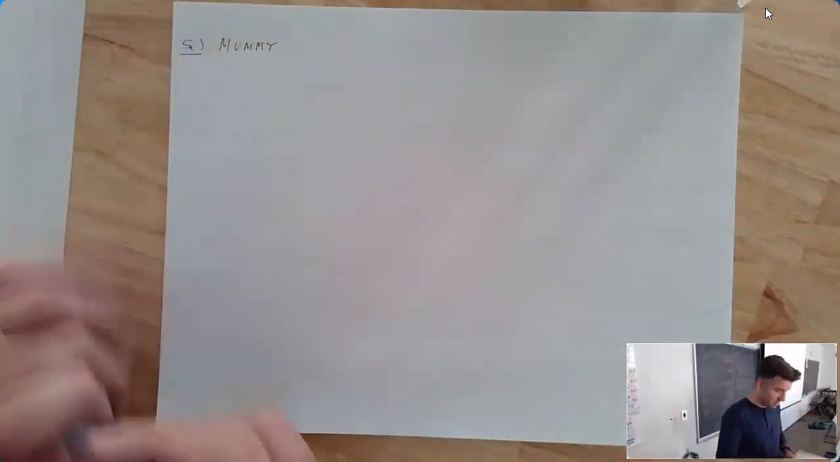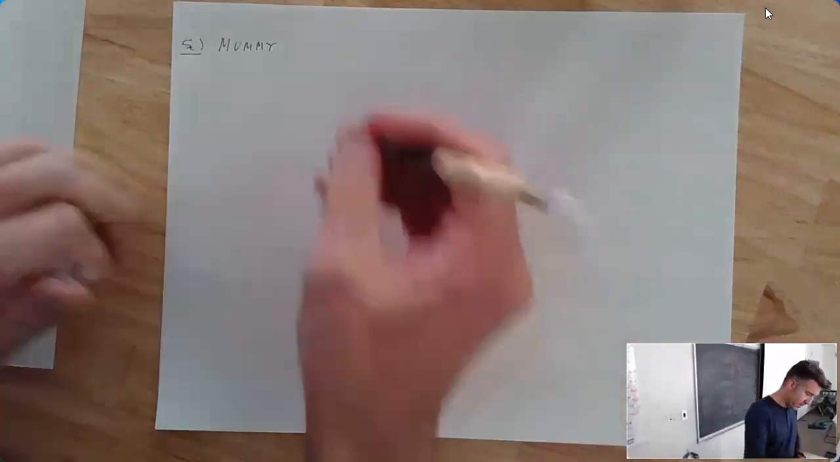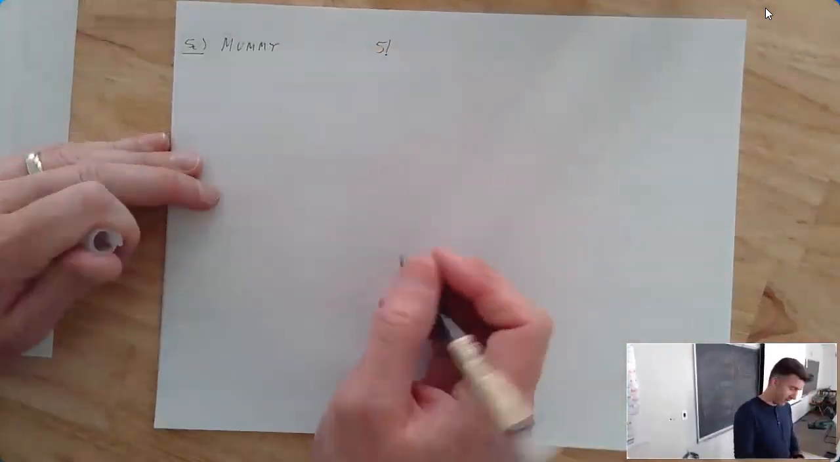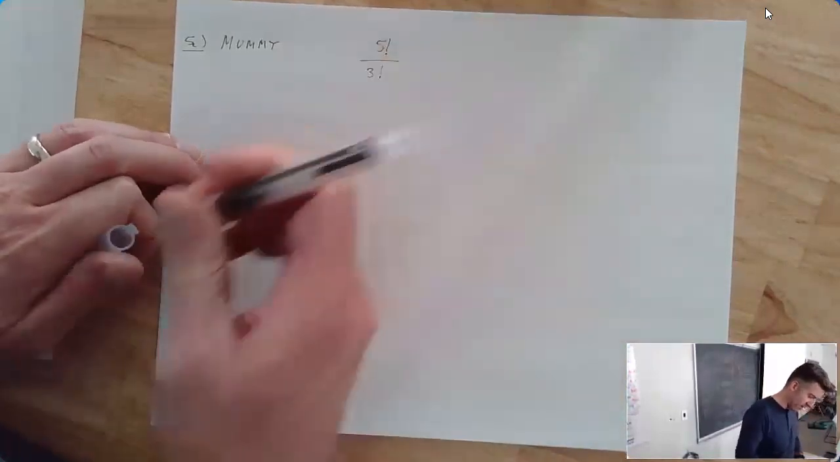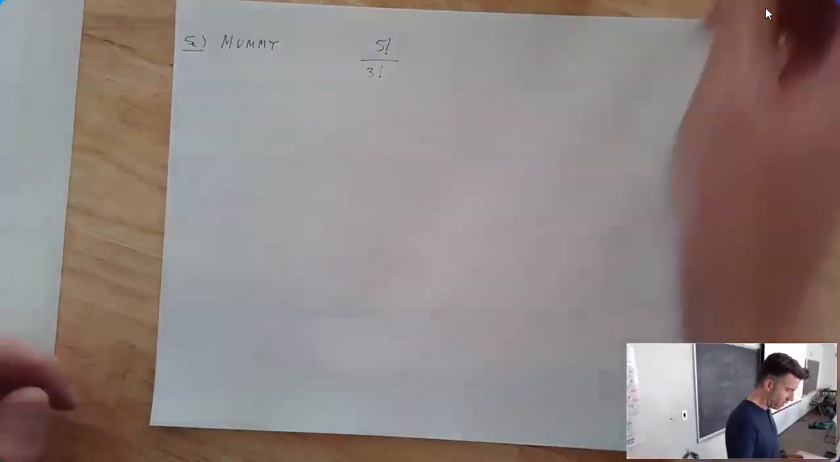So in this case, there are exactly 5 factorial ways of organizing the 5 different letters, divided by 3 factorial ways of ordering the letters M.